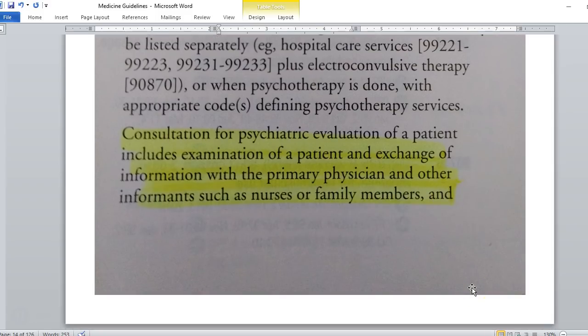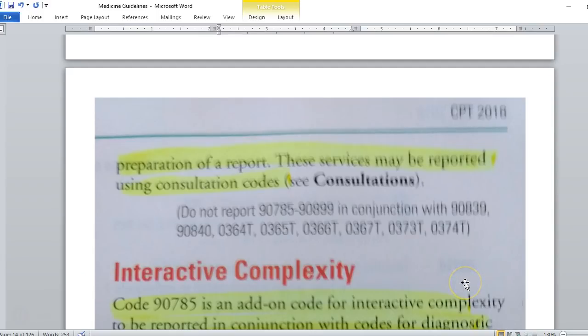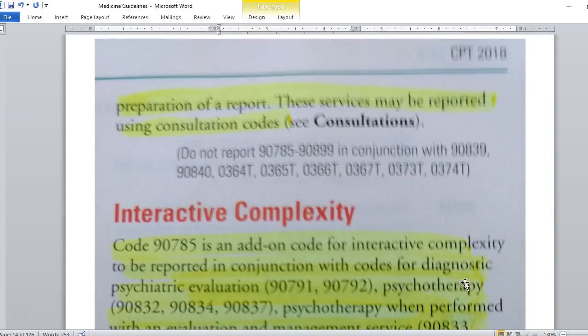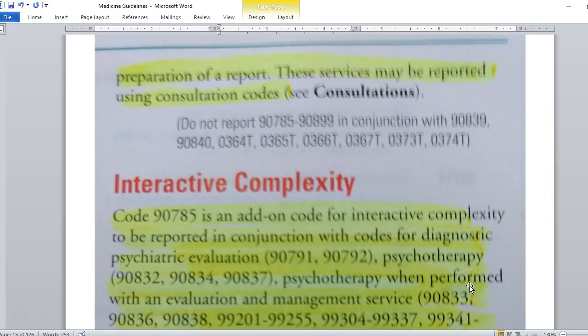Keep in mind, though, consultation for psychiatric evaluation of a patient includes examination of a patient and exchange of information with the primary physician and other informants, such as nurses or family members, and the preparation of a report. These services may be reported using consultation codes.